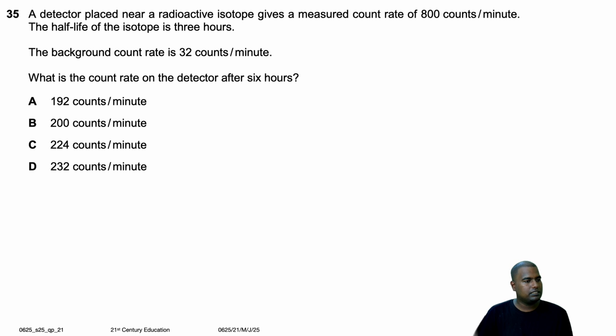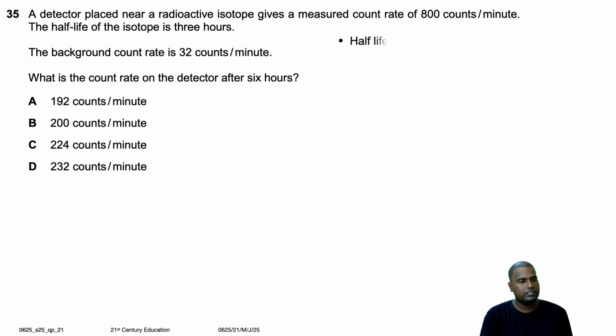A detector placed near a radioactive isotope gives a measured count rate of 800 counts per minute. The half-life of the isotope is 3 hours. The background count rate is 32 counts per minute. What is the count rate on the detector after 6 hours?